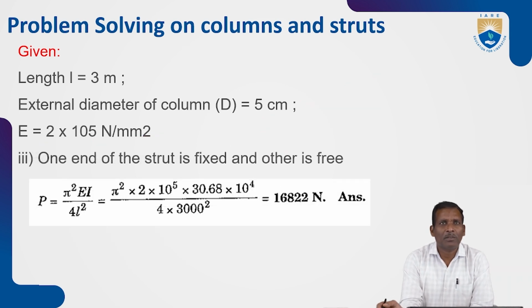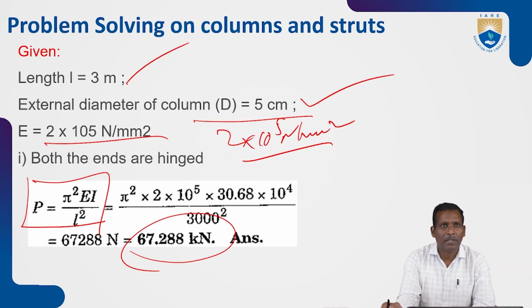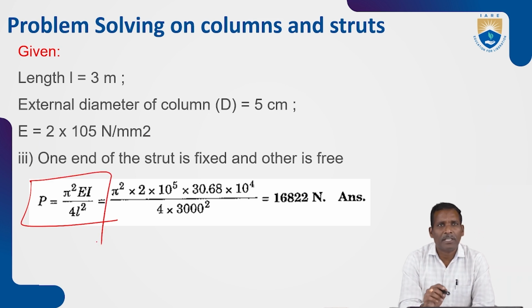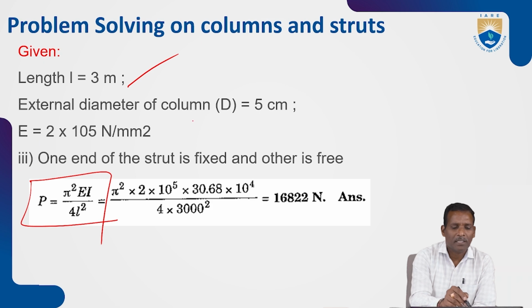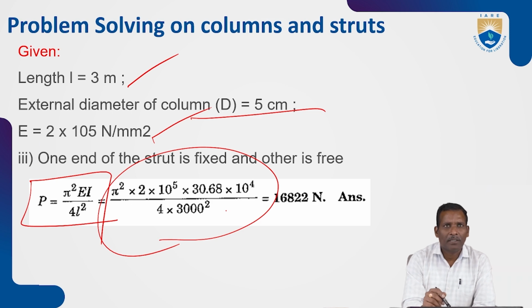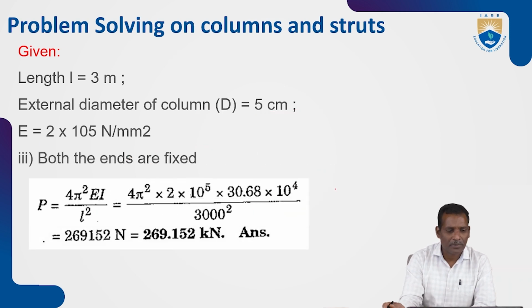Like this, the second one. Second condition: one end of the strut is fixed and the other end is free. So what is the condition? The first one, both ends hinged, is pi square EI by L square. For this problem, P is equal to pi square EI by 4L square. So take the length, external diameter, and E. Now simplify this equation and you will get the final answer.